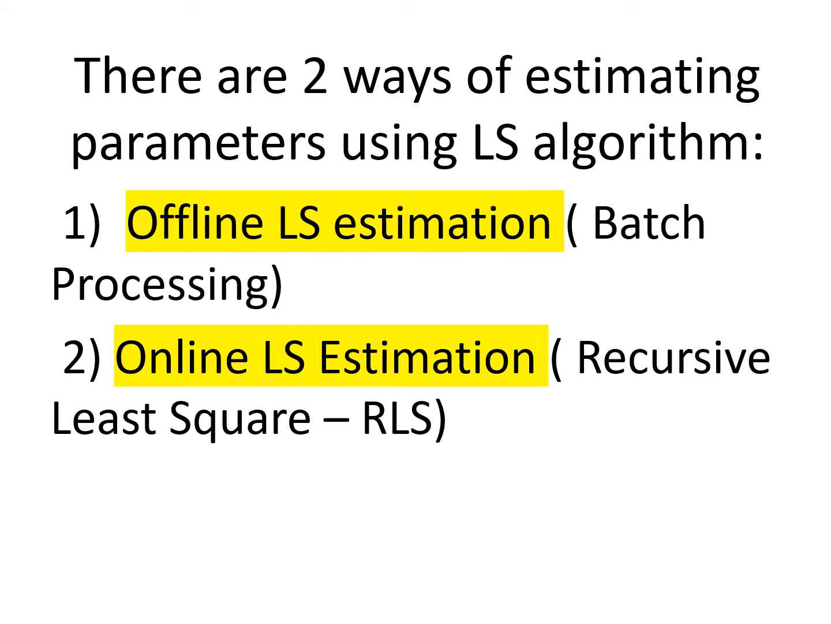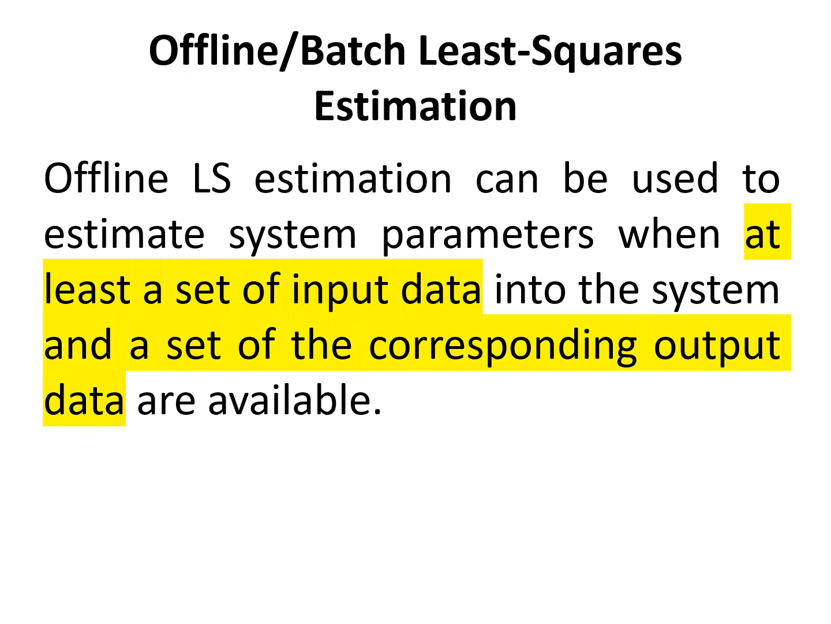There are two ways of estimating parameters using least square algorithms. Number one, offline least square estimation or batch processing. Number two, online least square estimation or recursive least square, RLS. Offline batch least square estimation.